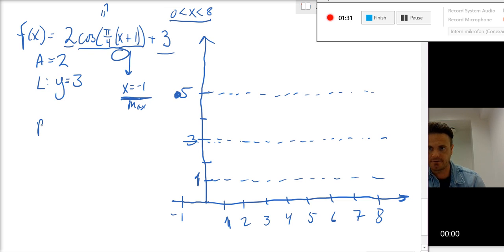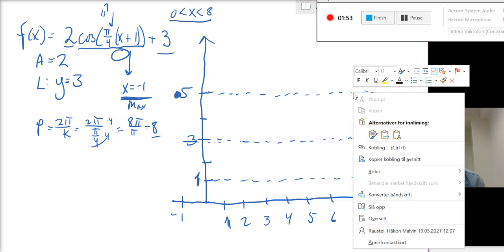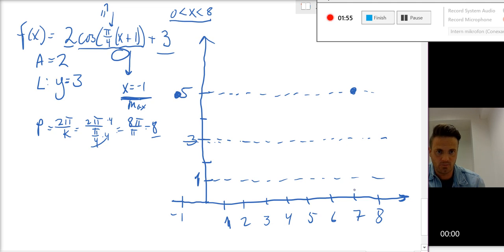And we need a period, and the period is 2 pi divided by k, and k here is pi over 4. So it's 2 pi divided by pi over 4, multiplied by 4. So we get 8 pi divided by pi. So this is 8. The period is 8. This means if I go 8 to the right, I will find the next maximum point, which is then when x is 7, right? So minus 1 and 7.